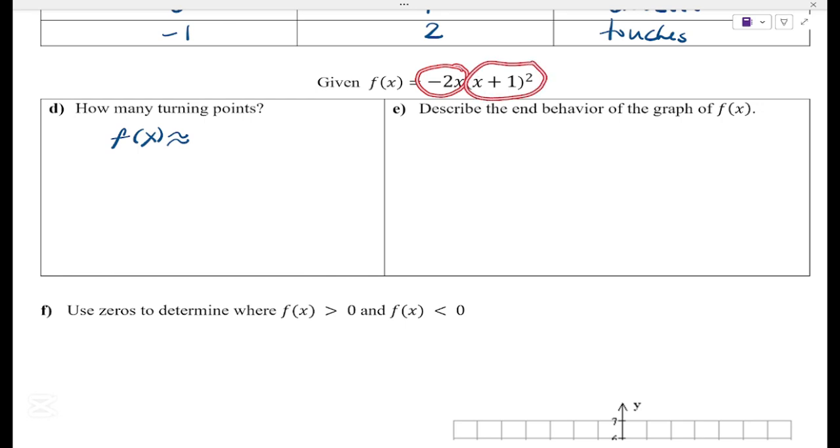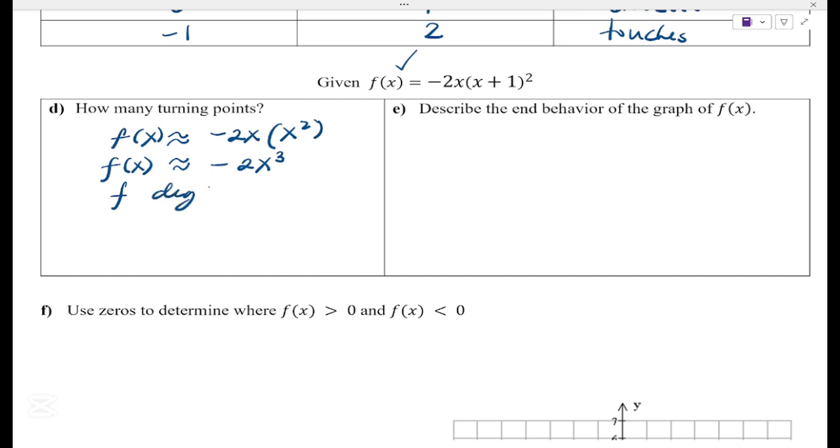On the first term, there's only one term here, which is minus 2x. So I can copy minus 2x and then times. On the second term, (x + 1) squared, the leading term here is x power 2. So we can have x power 2. So we can see that the leading term of this given function is negative 2x power 3. So we can see now that f has degree 3.